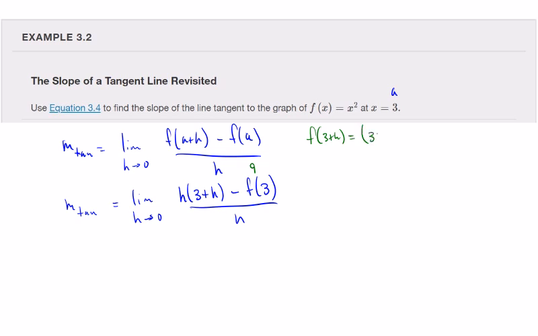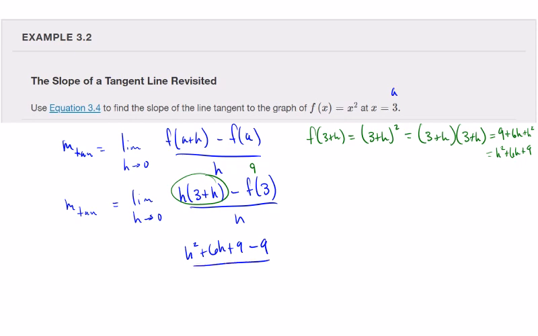So that's going to be 3 plus h squared. And if I were to FOIL that out, 3 plus h times itself, 3 plus h, we would get 9 plus 6h when we combine like terms, plus h squared. I'm just going to turn that around and make it h squared plus 6h plus 9, just to put it in standard form. So that's what I'm going to put in here. When we rewrite this, it'll be h squared plus 6h plus 9 minus 9 all over h.